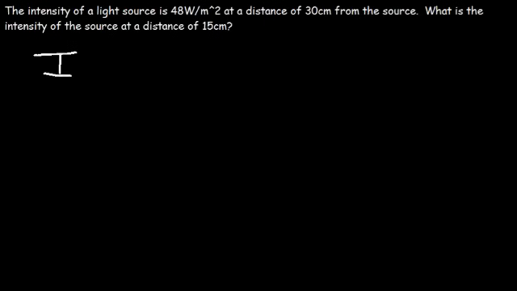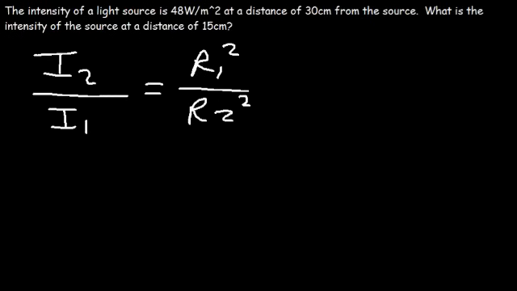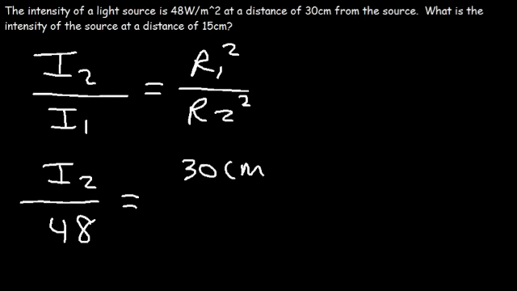So it's I2 divided by I1, which is equal to R1 squared divided by R2 squared. So we're looking for the second intensity. The first one is 48. The distance that corresponds to it is 30 centimeters. Now, because we have a ratio, we don't need to convert the centimeters into meters. We can keep it in terms of centimeters because those units will cancel. R2 is 15 centimeters.